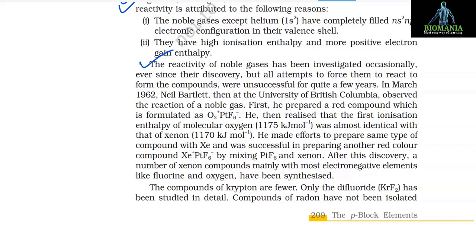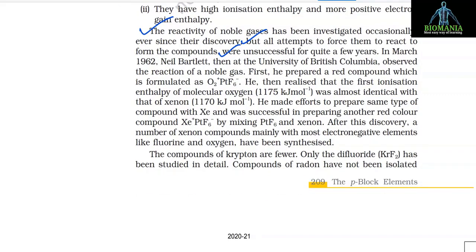The reactivity of noble gases has been investigated occasionally ever since their discovery, but all attempts to force them to react to form compounds were unsuccessful for quite a few years. In March 1962, Neil Bartlett, then at University of British Columbia, observed the reaction of noble gas. First, he prepared a red compound which is formulated as O2+PtF6-.